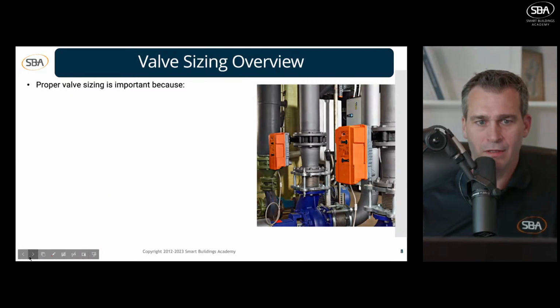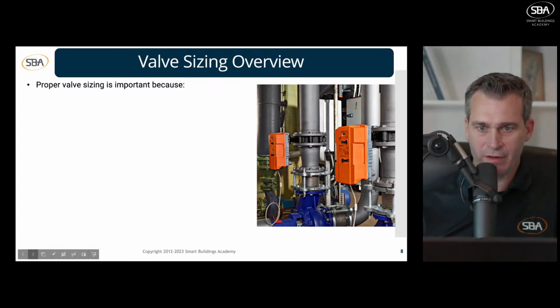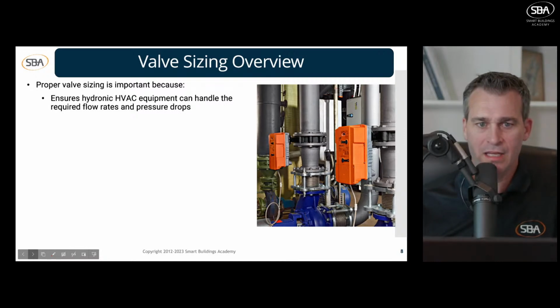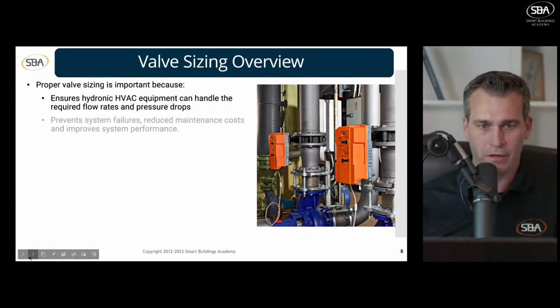Okay, so let's go ahead and jump into our valve sizing. Now that we have a background in a lot of the valve bodies and the valve types, let's talk about valve sizing. Why do we do valve sizing? It's important because it ensures our hydronic HVAC equipment can handle the flow rates and also the pressure drops that are required in the system. All right. This prevents system failures. It also reduces maintenance cost and improves system performance. If these are not sized properly, all those will be affected by that improper sizing.